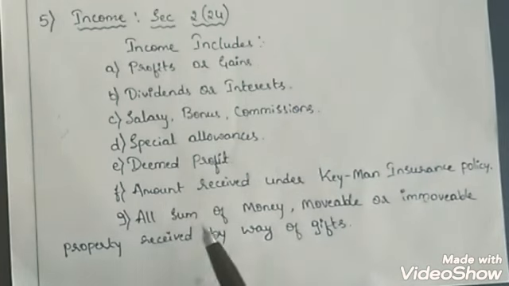Next, G. All sum of money, movable or immovable property received by way of gifts. It means if we receive any movable or immovable property in the form of gifts. Movable property can be vehicles like car or motorbike. It could be shares and debentures, etc. And immovable property could be land, buildings, etc. If we receive these in the form of gifts, if it exceeds the prescribed limit, it is considered as income.